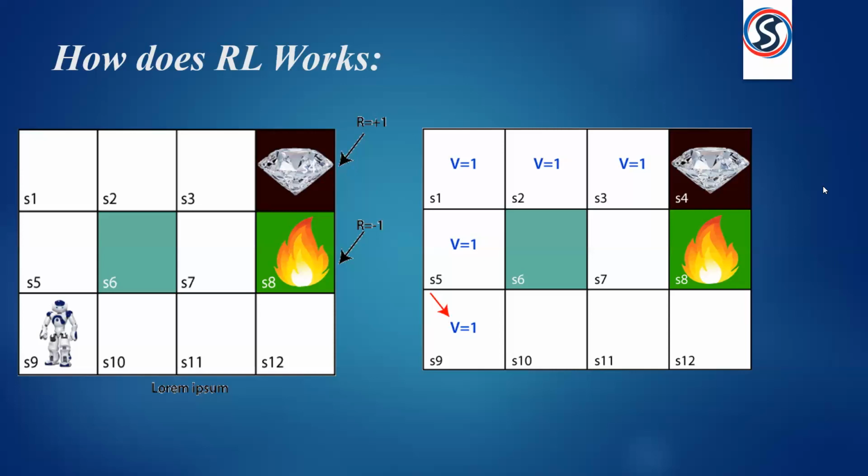So these are completely based on some of the numerical values, some of the numerical computations here. So how does reinforcement learning work? To understand this working process, we need to consider two main things. First one is our environment, second one is our agent.